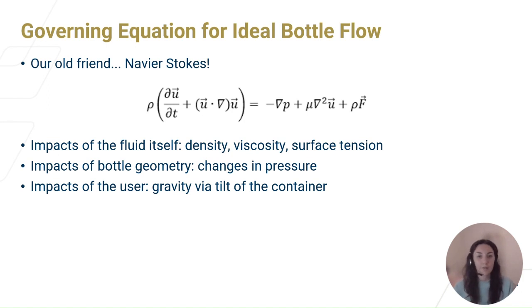So the fluid, we have listed some parameters on the screen: density, viscosity, and surface tension, all of which can be accounted for within this equation. The impacts of the bottle geometry, we will see those through applied differential pressure. So if you have a change in diameter or any sort of radii or fillets, you can apply a pressure drop to represent those. Finally, when it comes to the user, depending on what type of bottle you're doing, such as a water bottle, we see the impact of that through gravity. So as you're tilting containers different ways, we'll see different forces of gravity.